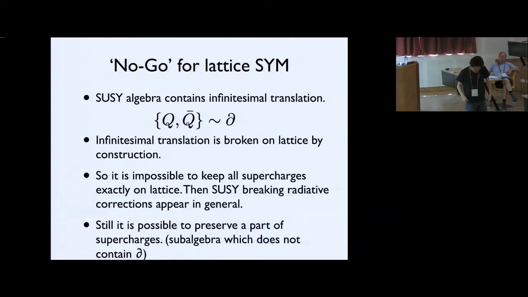We can keep such algebra on lattice. So if we can have a discretized version of this algebra, it would be fine, but at least I don't know how to do that. And so it is impossible to keep all supercharges exactly on lattice. And then SUSY breaking radiative correction can appear in general. May or may not appear. But in general, there's no reason that such correction does not appear.